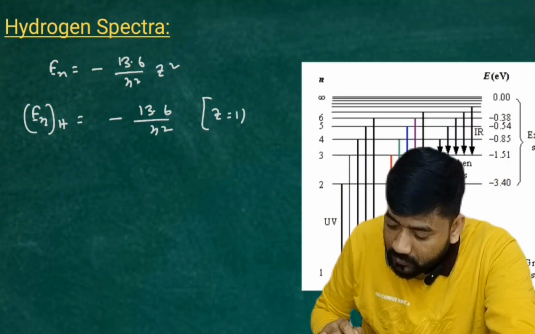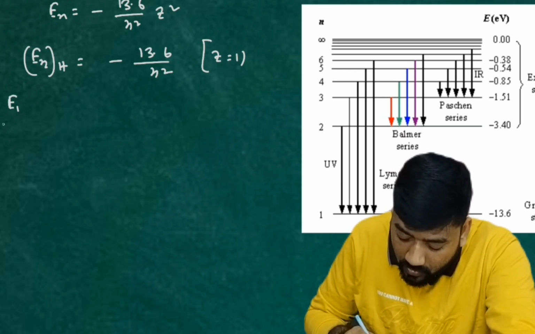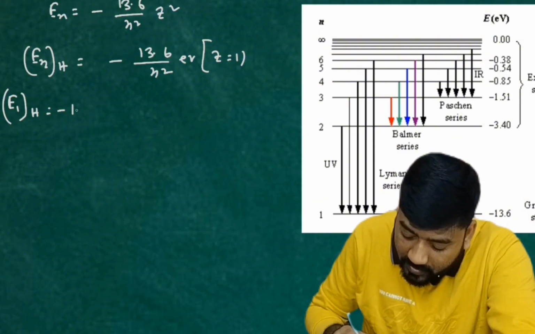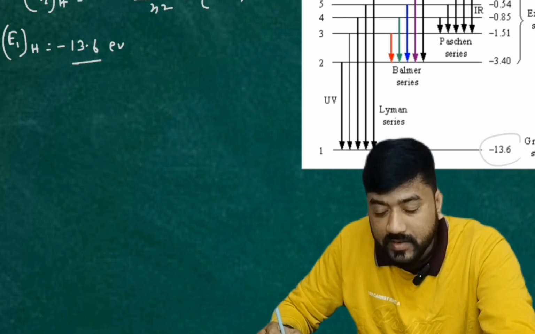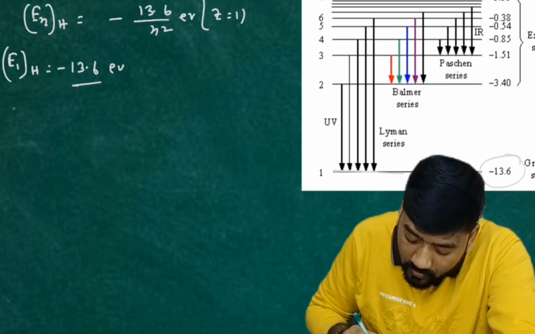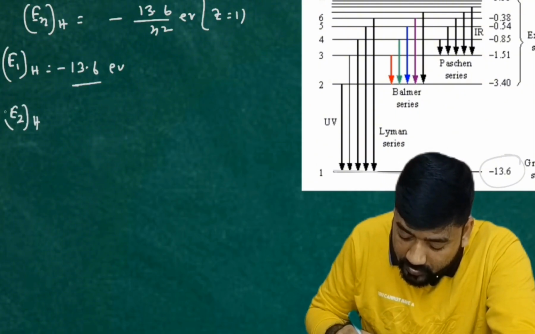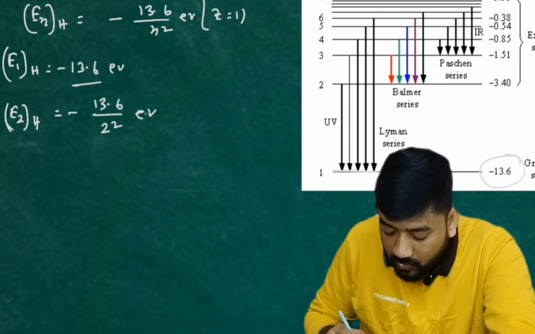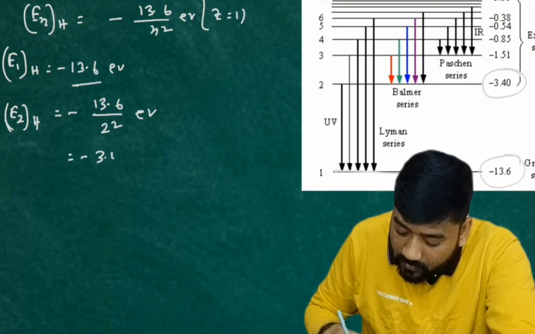Now what will happen here? If you talk about the first orbit for hydrogen atom, that is E1, that will be just minus 13.6 electron volt, and you can see from this diagram, this is minus 13.6 electron volt for n equal to 1. Similarly, if you talk about n equal to 2, that is E2 for hydrogen atom, it will be just minus 13.6 upon 2 square, so minus 13.6 upon 4 electron volt, and that will give you minus 3.40 electron volt.